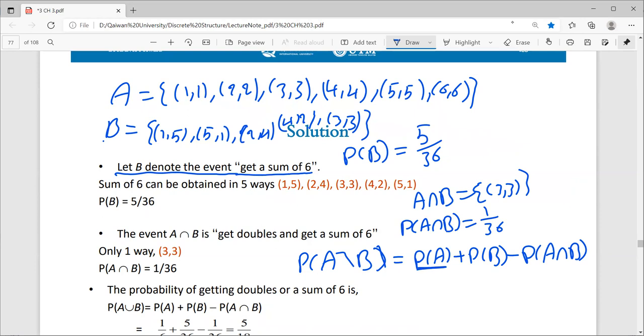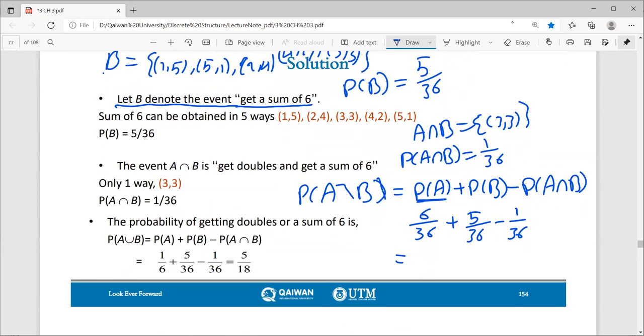And we found probability of A is 6 over 36 plus probability of B is 5 over 36 minus probability of A intersection B is 1 over 36, and it equals 10 over 36. You can divide both numerator and denominator by 2, and we get 5 over 18.